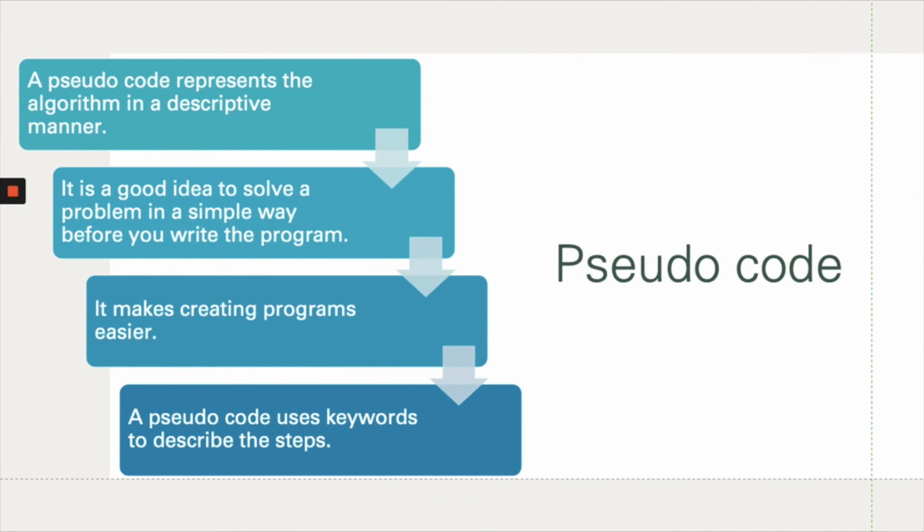Pseudocode. A pseudocode represents the algorithm in a descriptive manner. It is a good idea to solve a problem in a simple way before you write the program. It is always easy for you if you write down the steps one by one to understand how the process takes place. It makes creating programs easier. A pseudocode uses special words or keywords to describe the steps.